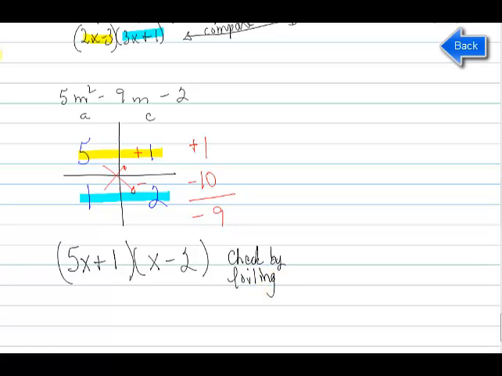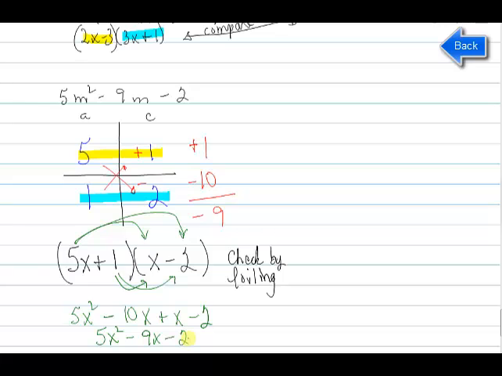I'm going to run through that with you just quickly. I'm going to go 5x times x, which is 5x squared. 5x times 2 is negative 10x. 1 times x is x. 1 times negative 2 is negative 2. And when I combine my middle terms, I get negative 9x, right? Negative 10x plus x is negative 9x, minus 2. And does that agree with my question? Yes, it does. So I know that I have factored this correctly.